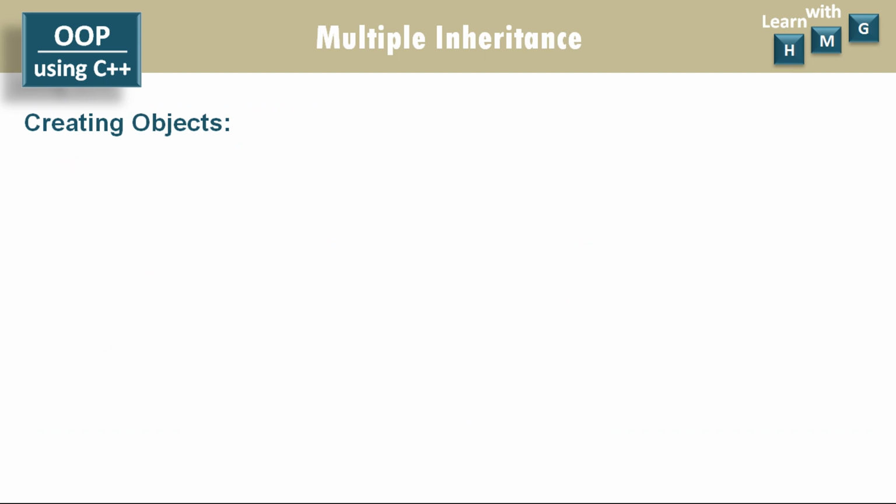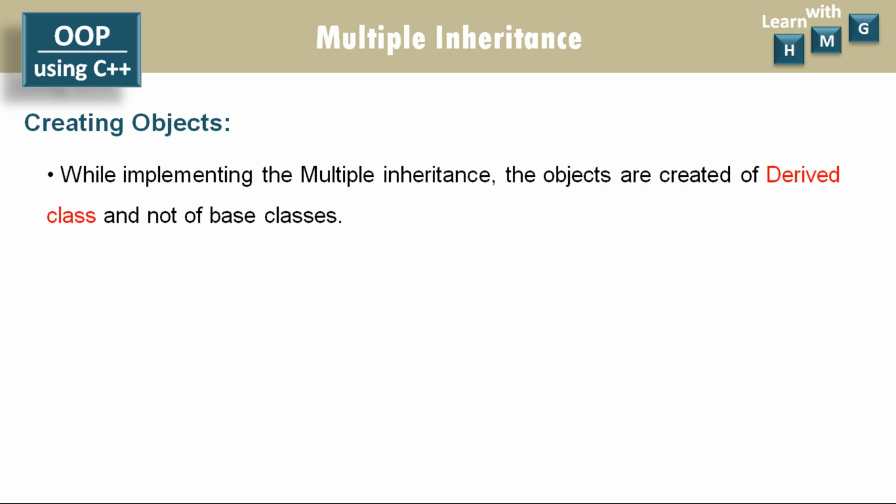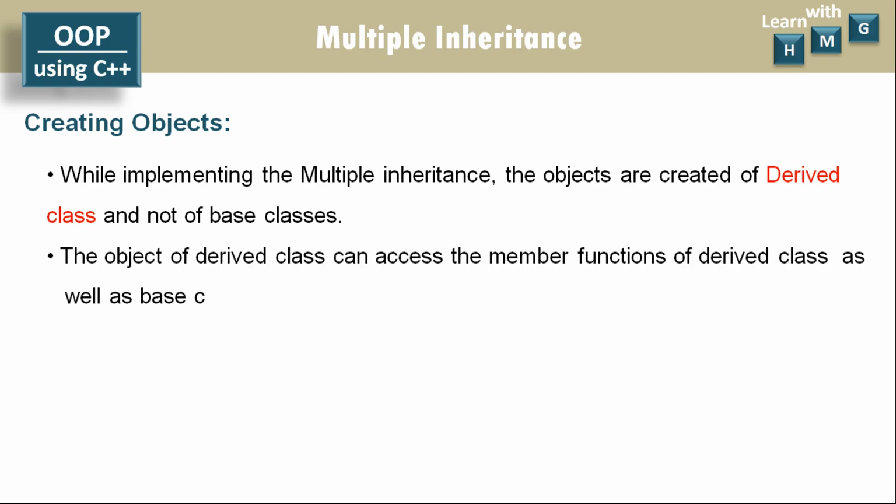Now after defining the base classes and the derived class, let us create the objects. While implementing multiple inheritance, the objects are always created of derived class and not of base classes. So you have to create the objects of derived class. The object of derived class can access the member functions of derived class as well as base classes. So even though we are creating the objects of derived classes, that object can call or access the member functions of all classes, that is the derived class as well as all its base classes.